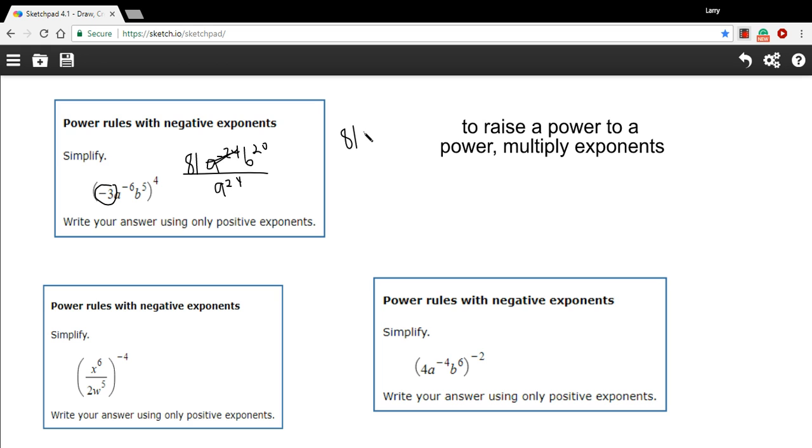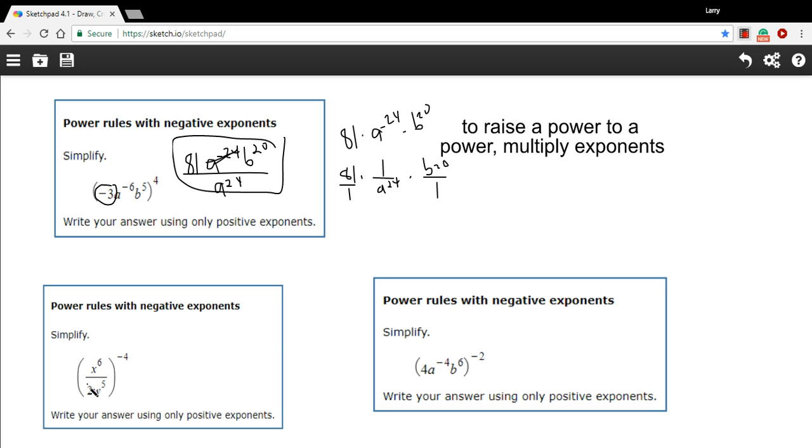That first answer we came to is 81 times a to the negative 24th times b to the 20th. And a to the negative 24th is the same thing as 1 over a to the 24th. So we could write this as 81 times, and I could even write that as a fraction, 81 over 1 times 1 over a to the 24th times b to the 20th over 1. And then when you multiply all that, simplify that fraction, you end up with this thing right here. All right, let's try another one.